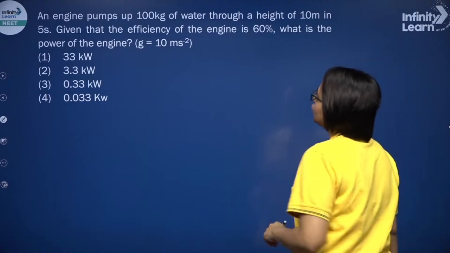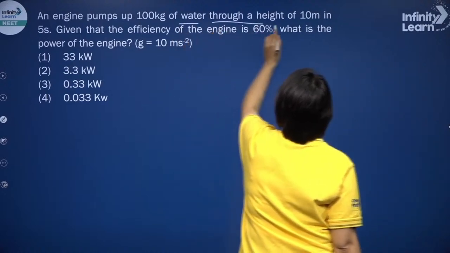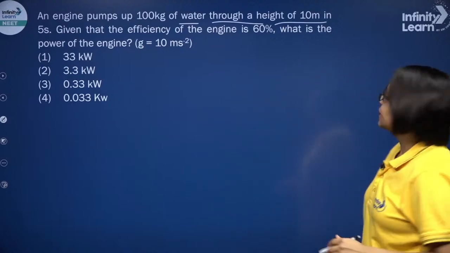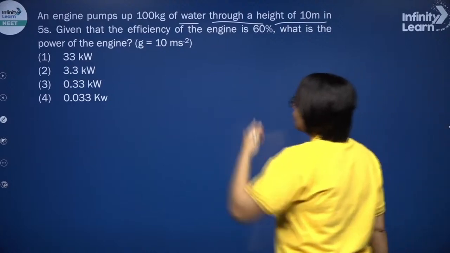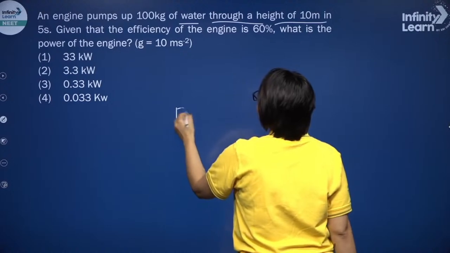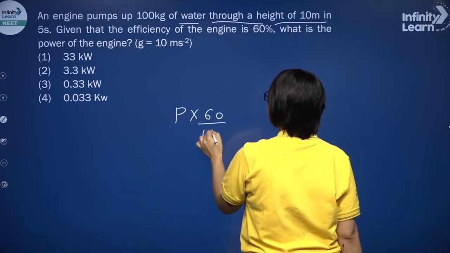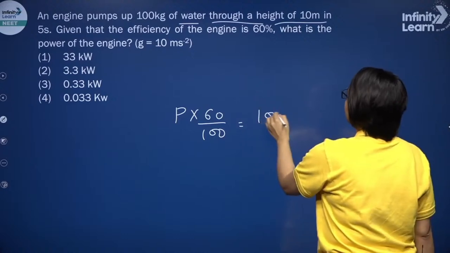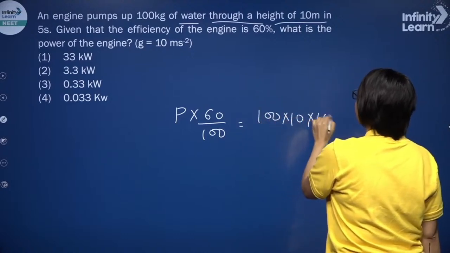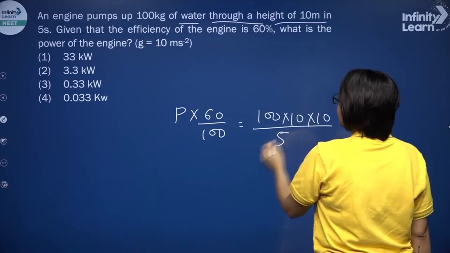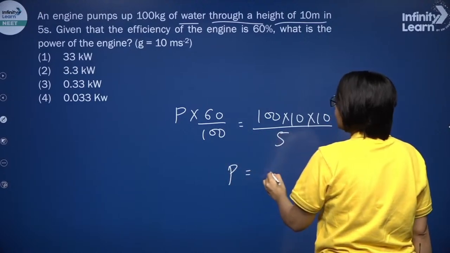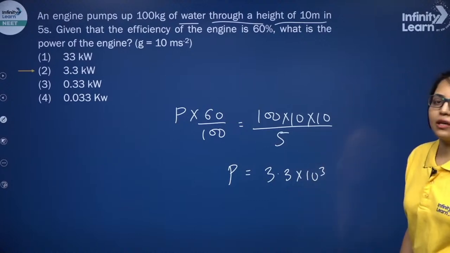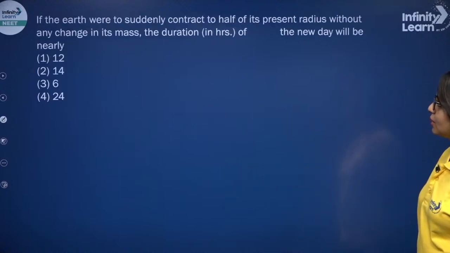Next is this one. An engine pumps 100 kilogram of water through a height of 10 meter in 5 seconds. Given that the efficiency of the engine is 60%, what is the power of the engine? So power into 60% is equal to mgh upon t. m is 100, g is 10, h is 10, divided by t is 5. So after solving this one, you'll get your power as 3.3 into 10 power 3 watt, which is 3.3 kilowatt, which is option 2.